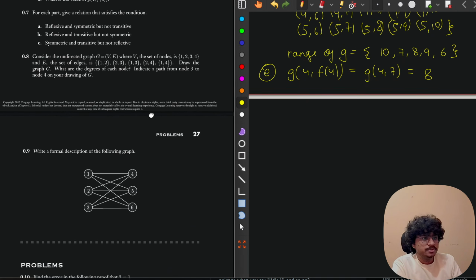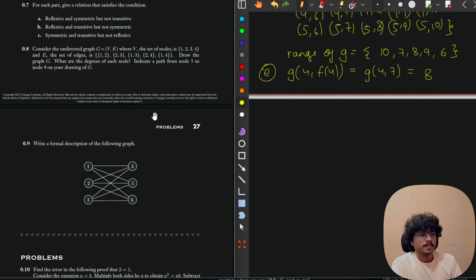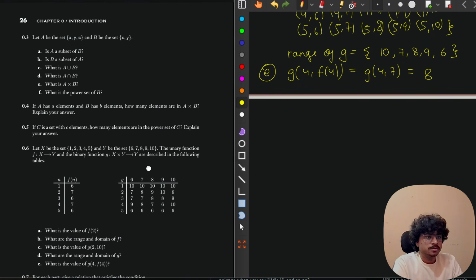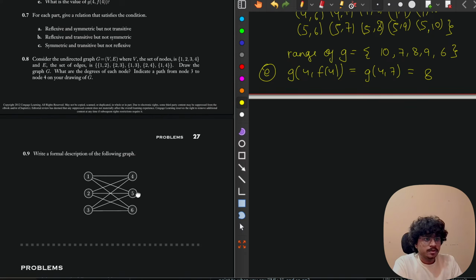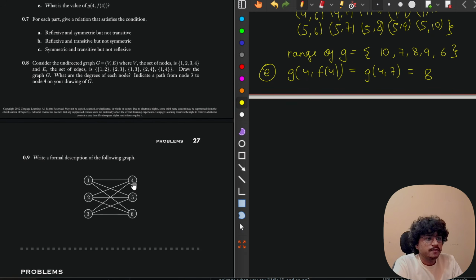Let's move to question number 7. For each part, give a relation that satisfies the condition. It should be reflexive and symmetric but not transitive. Reflexive and transitive but not symmetric. Symmetric and transitive but not reflexive. If you're asking me for examples, then actually thinking out examples can be difficult unless I run my brain.